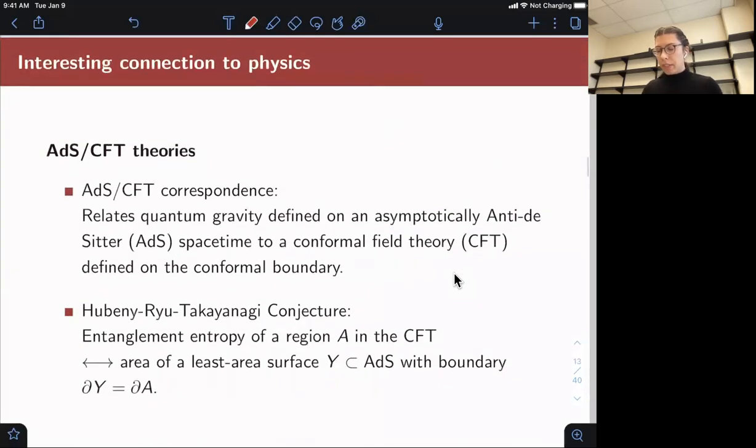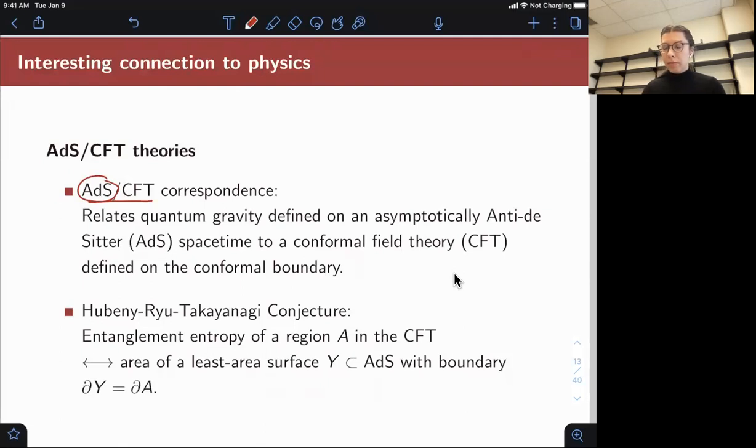There's a very interesting connection of this lower codimensional boundary rigidity problem to physics, in particular arising in the study of anti-de Sitter and conformal field theories. So this is what I mean by AdS/CFT, AdS standing for anti-de Sitter, CFT standing for conformal field theory. And so this AdS/CFT correspondence basically states very, very broadly that it relates quantum gravity as it's defined in some asymptotically anti-de Sitter spacetime to a conformal field theory that's defined on the boundary of this manifold.